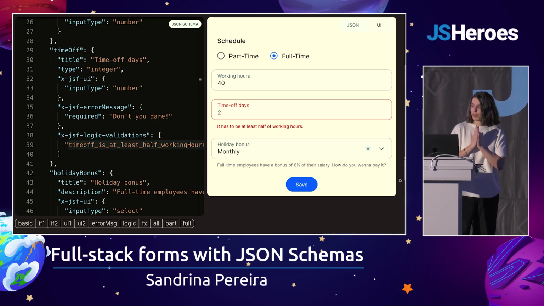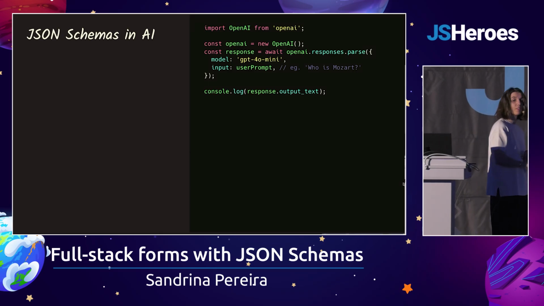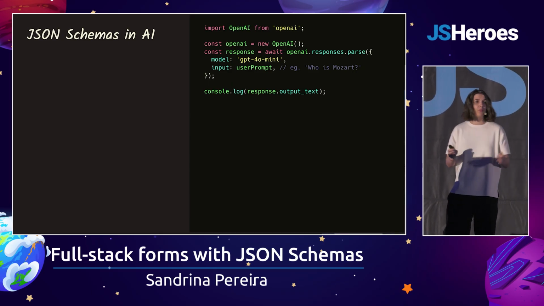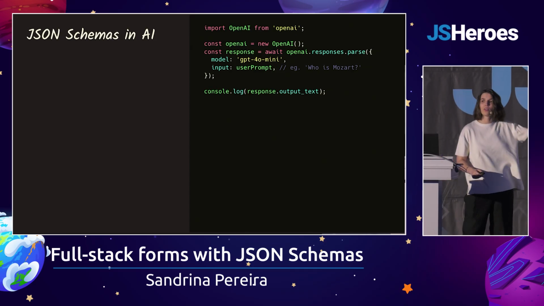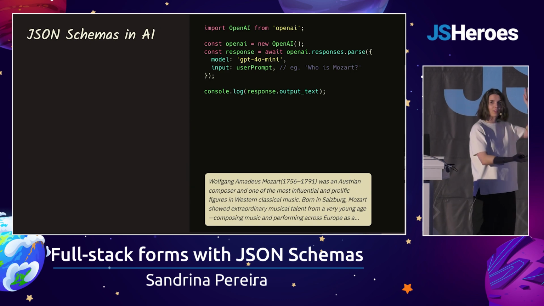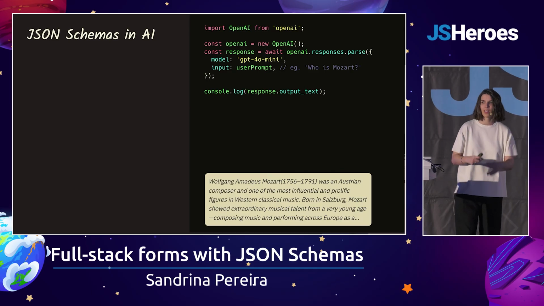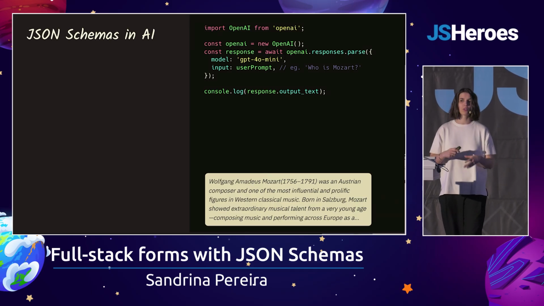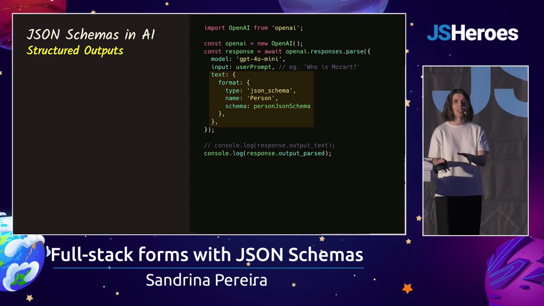Now, there's another place where you can use JSON schemas, which is AI. I was not planning to talk about AI, but you know, it's a trend, so why not? So this is the basics of OpenAI, and you ask, for example, who is Mozart, and you get text. But many times you don't want text, you actually want JSON. And there is this cool thing that OpenAI now supports called structured outputs, where you say, look, I want the answer to be in JSON, and guess how you type that JSON?